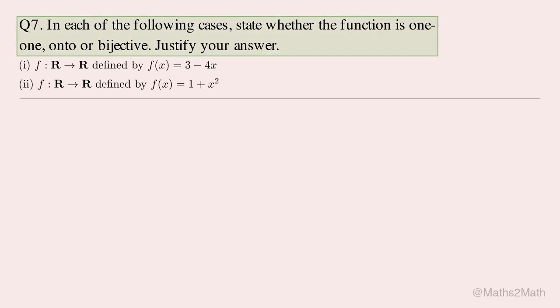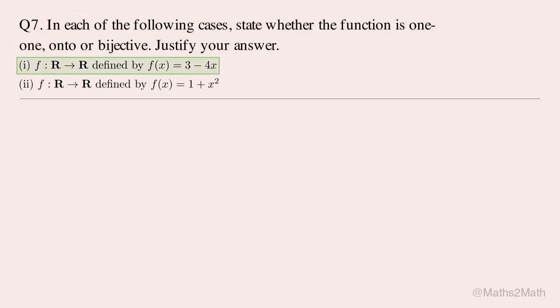Question 7. For each function we must decide: one-to-one, onto, or bijective. Part 1 is the straight line 3 minus 4x on the reals. Part 2 is 1 plus x squared.